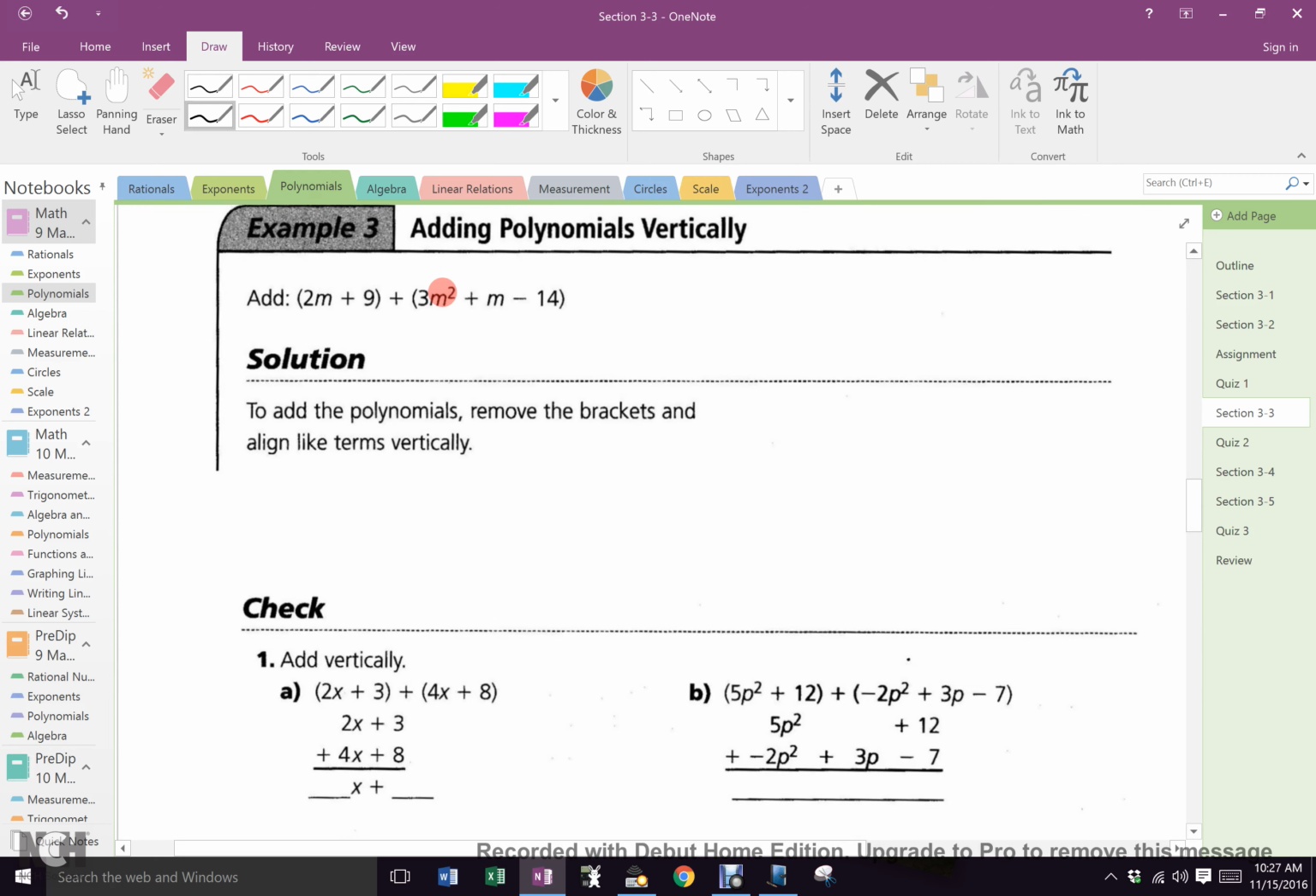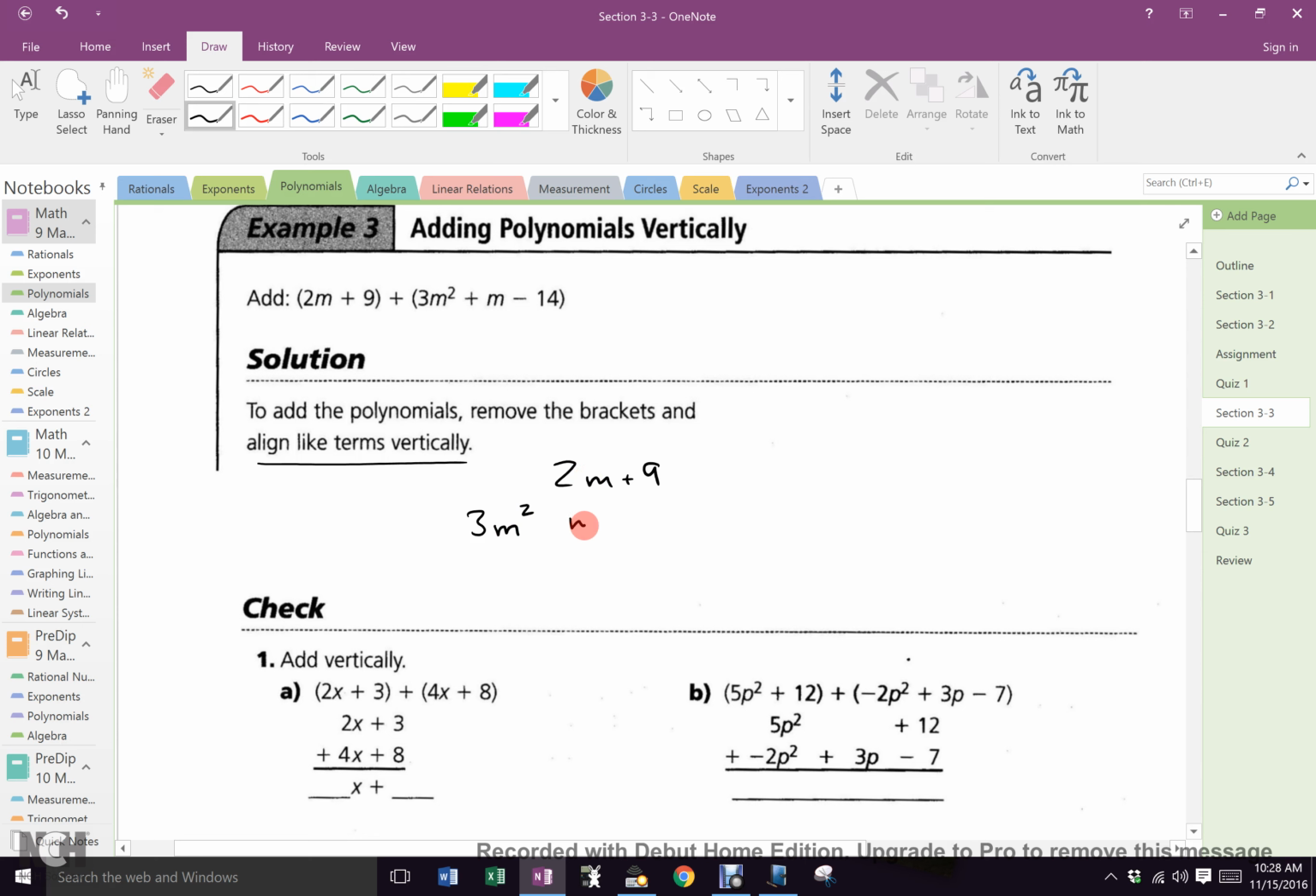There's two polynomials. To add them, you can remove the brackets and line them up vertically. So start by removing the brackets, 2m plus 9. And then the other one is 3m squared. Are there any m squareds yet? So we got to write m squared all by himself. Just like he was 100, and this was tens, and this was ones, yeah? And then m, and then minus 14.